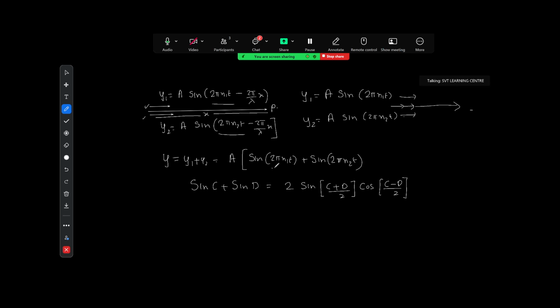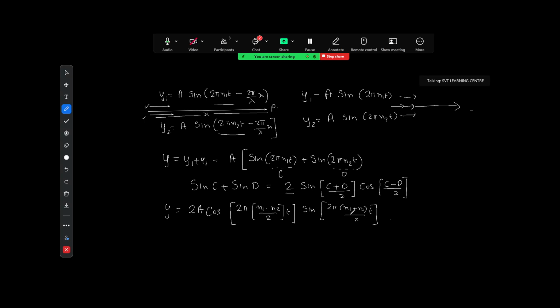So in our case this particular term over here is c and this over here is d. So our resultant displacement, first of all, will become 2a because of the 2 over here. We are writing it the other way around, writing cos first. So we have cos, in the bracket 2 pi, then (n1 minus n2)/2 into t, and the sine term will have something very similar, 2 pi, only (n1 plus n2)/2 into t, correct?